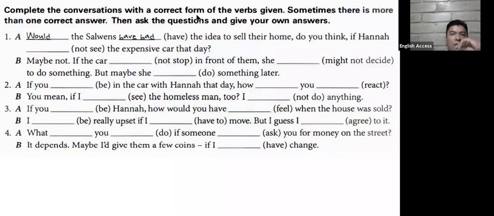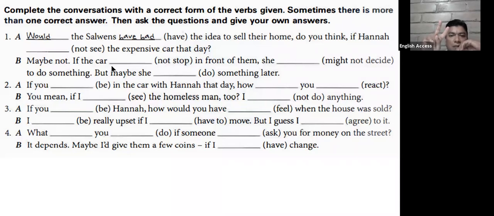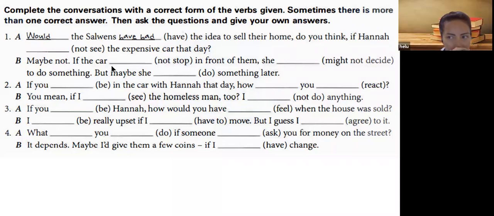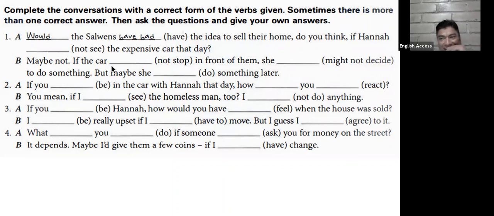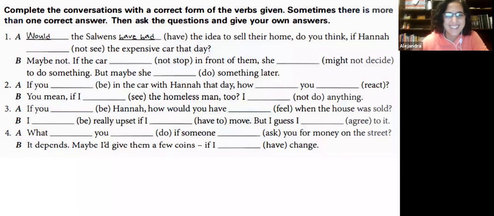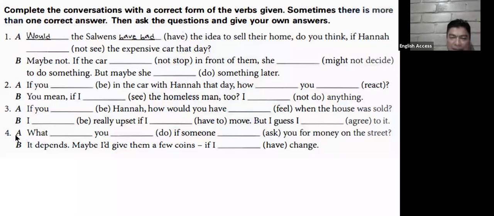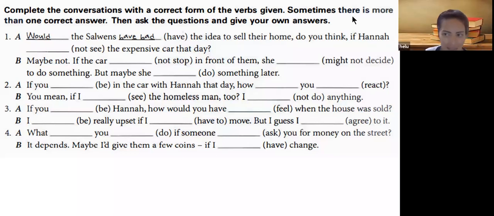Complete the conversations with a correct form of the verbs given. Sometimes there is more than one correct answer. Okay. Let's go in sessions. You can do it in teams. How many minutes do you want? One or two? You always give us one. I want 15 or 10. At least 5. There are four numbers. So let's make it 5 minutes. All right.